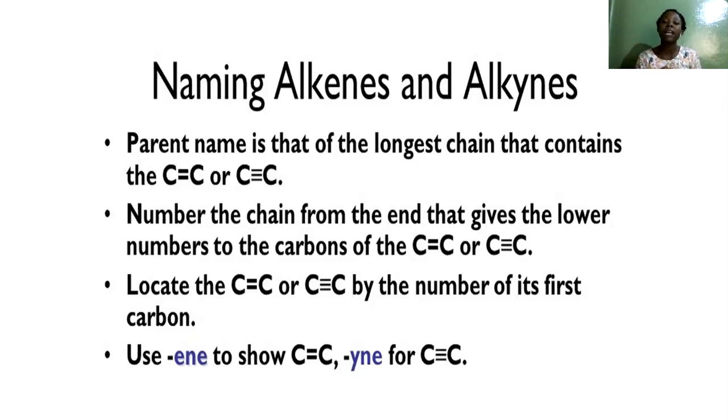Remember last time we talked about when there is a substituent, you number the carbon so that the smallest number is given to the substituent. But in this case, the double bond is the focus, so you give preference to the double or triple bond. You give the smallest number to the double or triple bond. Then locate the double or triple bond by the number of its first carbon. Then use ENE to show a double bond or YNE to show a triple bond. But our focus today will be on the alkenes. So let's look at some examples.